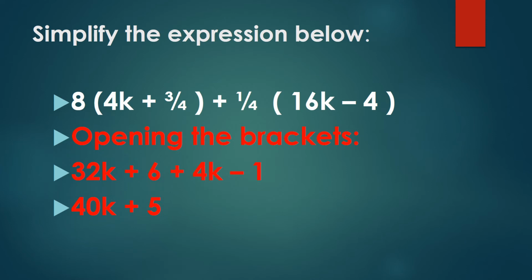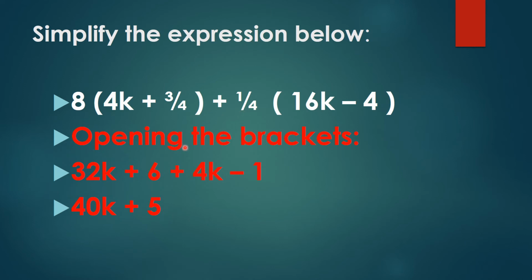Another example that we're going to do here is the last one. Simplify the expression below. So 8 into bracket 4k plus 3 over 4, close your bracket, plus 1 over 4 into bracket 16k minus 4. So you have this fraction structure here. Where one is outside the bracket, there's no problem.